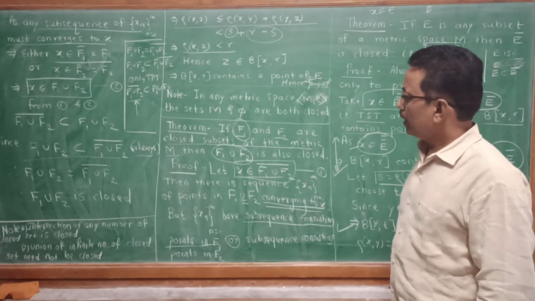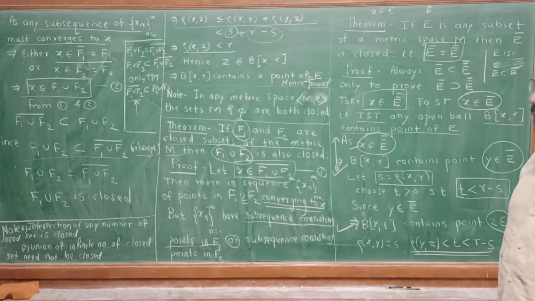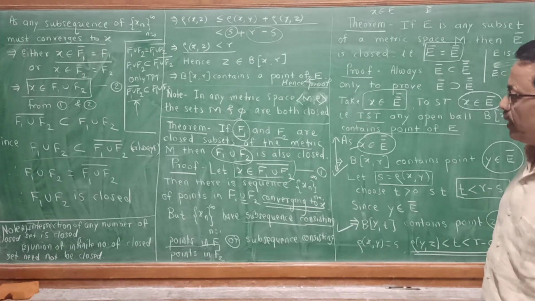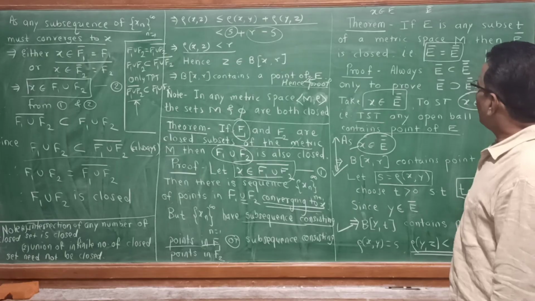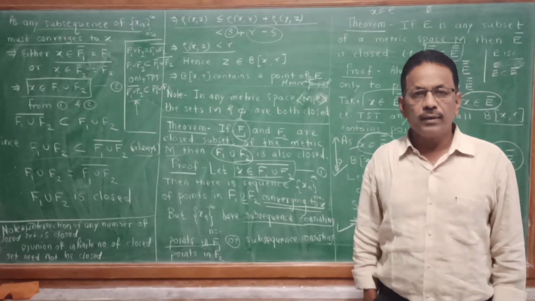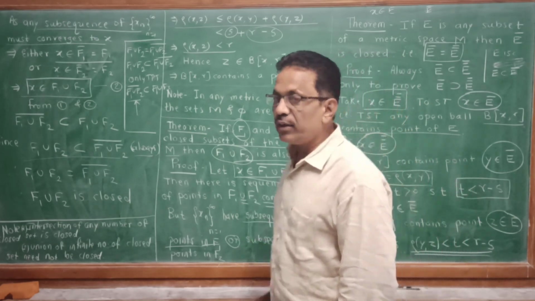This was about closed sets on matrix space and the two properties, or theorems you may say. Let us see in the next part some more characterizations of closed sets on matrix space.